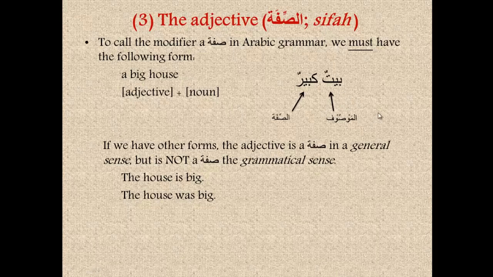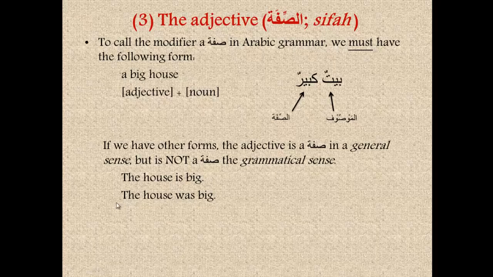Baytun is the mawsuf, the thing being modified or described. Al-sifa is the adjective, the descriptor. Again, we have to have this form, baytun kabirun, in order for us to call kabirun al-sifa. We can have other forms, okay? If we have other forms, the adjective is al-sifa in a general sense, but not al-sifa in the grammatical sense.